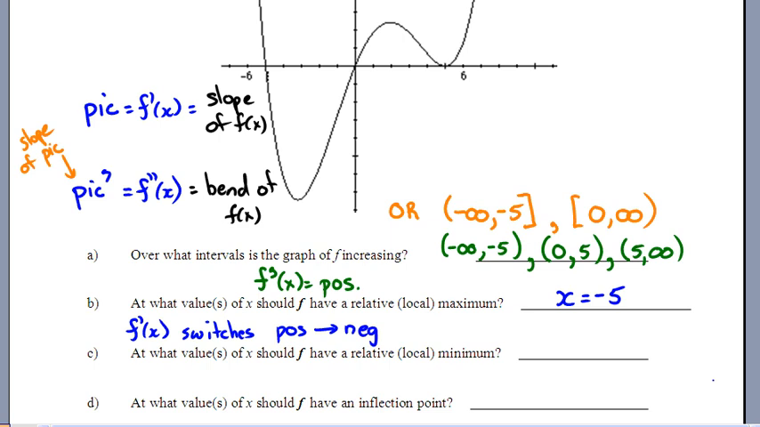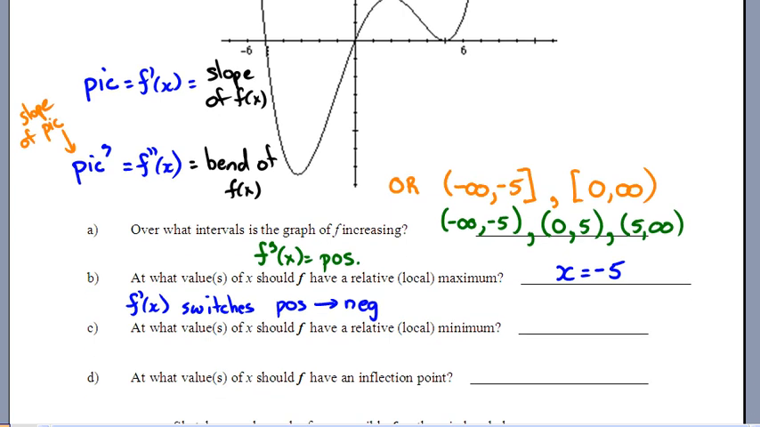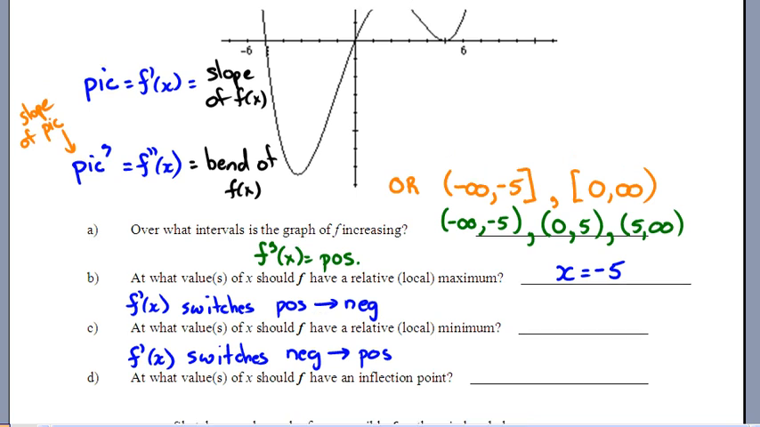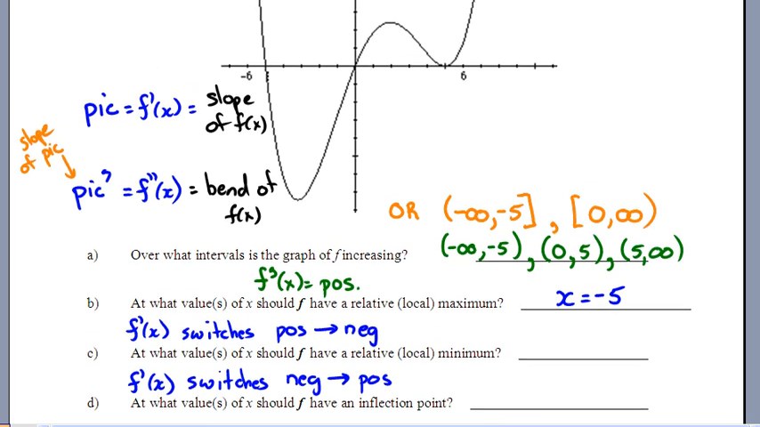Part C. At what values of x should f have a local minimum? Well, same game, but reversed. Okay, so f prime of x is going to have to switch from negative to positive. So I got to look at this and go, how can I get information about f prime? They've given me the wrong picture. Well, f prime is actually the picture. This is great. I can simply look and see when does this picture, when do its y values make a transition from negative to positive?